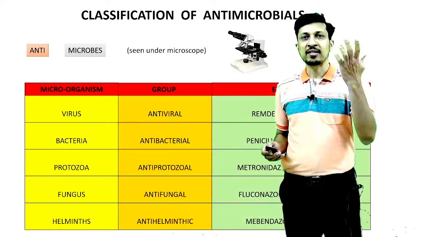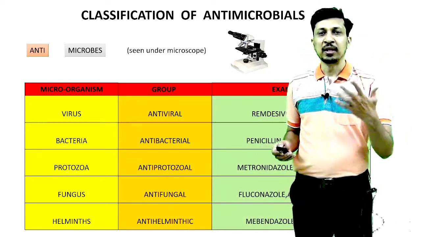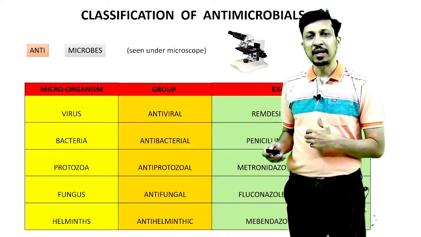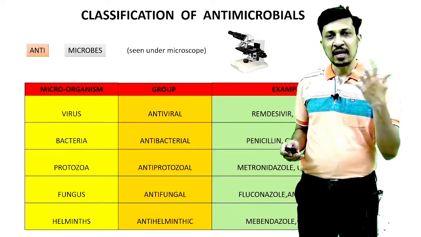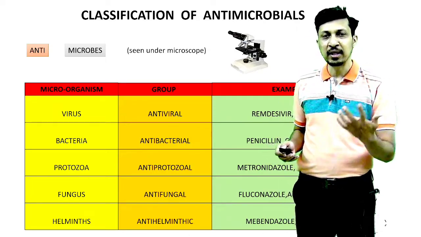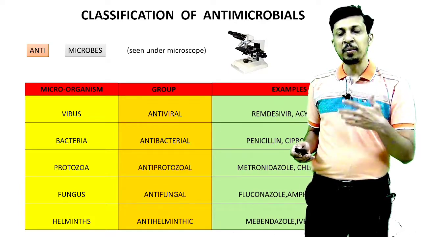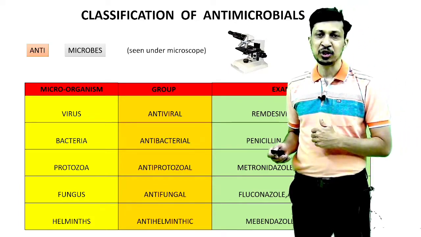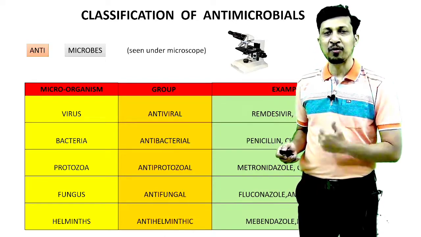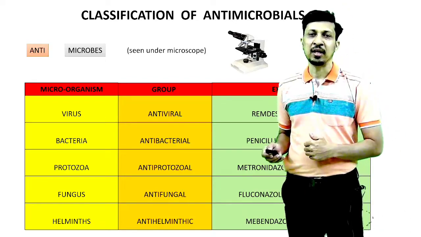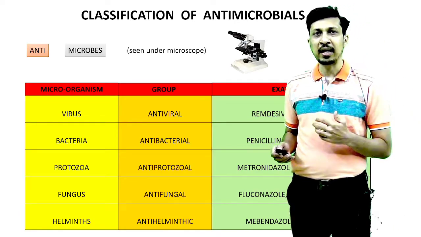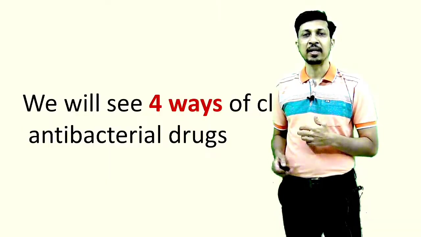So friends, these are some examples of the various types of antimicrobial agents. Most of the time the question asked in the exam is on the classification of antibacterial drugs only, but rarely you may get a question on the classification of antimicrobial agents, and if you come across such a question, then this is the classification that you have to write. Now we move to our main topic, and that is the classification of antibacterial drugs.